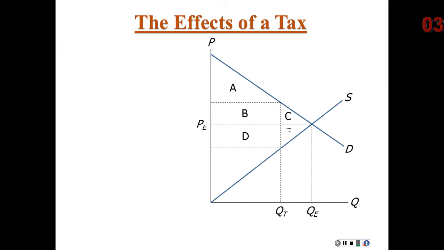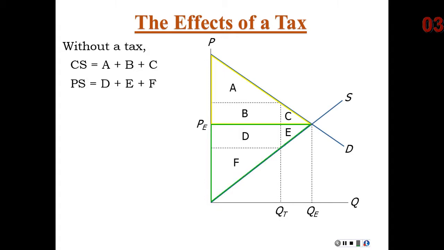If I put some letters up here and I said, what letters represent consumer surplus before there is a tax in this market? Obviously, that would be everything above the price PE, because again, we'd be in equilibrium, but below the demand curve. So consumer surplus would be A plus B plus C, everything below demand but above price. What would be producer surplus? Well, that would be everything below the price PE but above the supply curve, or D plus E plus F.